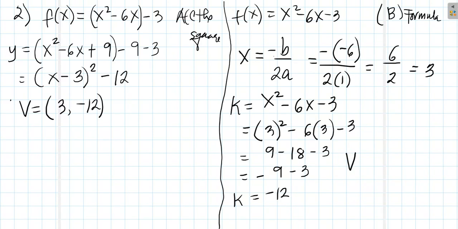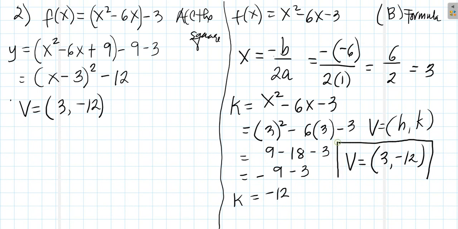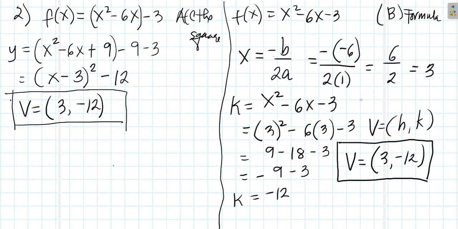So therefore, the vertex, which is h and k, equals 3 and negative 12, which is the same as when we do the completing the square. The vertex is the same. Okay? You understand, class? So, this is a comparison of the two methods, completing the square and the formula.